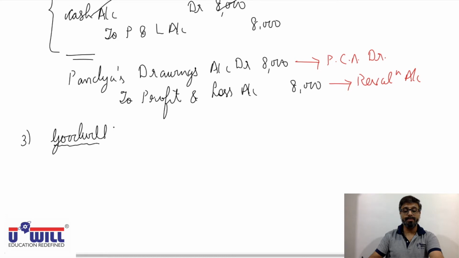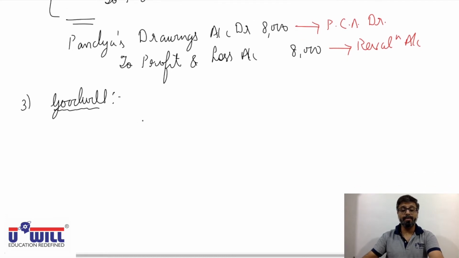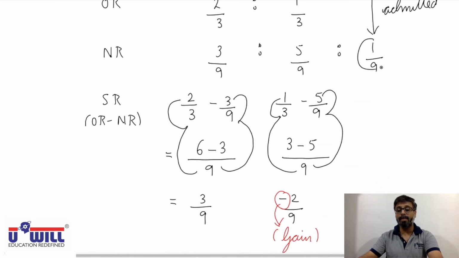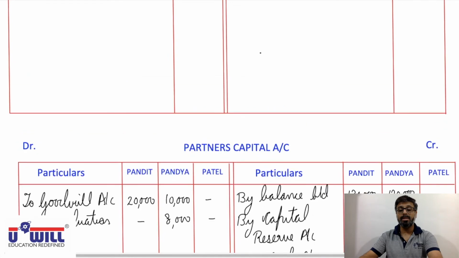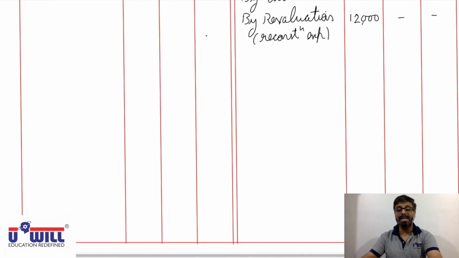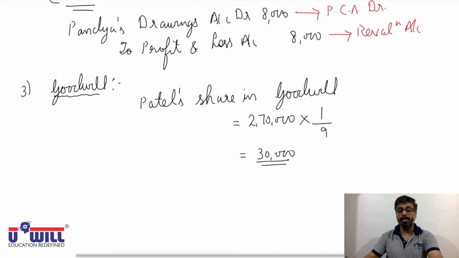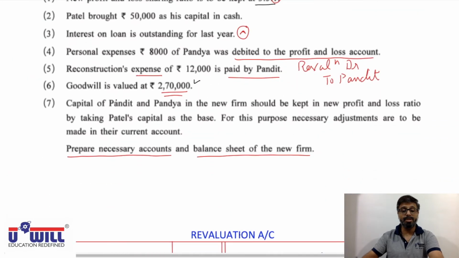First of all, what will be the new partner, that is Patel's share in goodwill? Patel's share in goodwill will be equal to 2,70,000, the value of goodwill, into Patel's share, which is 1/9. So 2,70,000 into 1/9. What does Patel's share in goodwill come to? 30,000. Now, is it given that Patel is bringing that amount in cash?